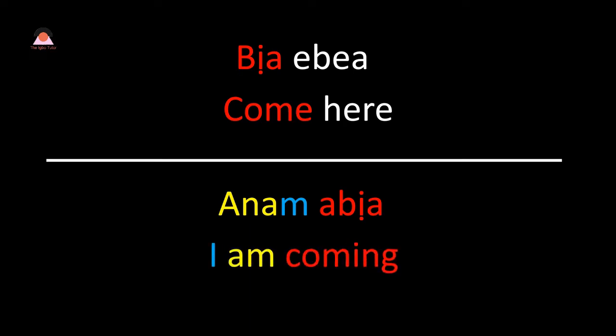Bia eba, which simply means come here. This is about the shortest sentence in Igbo language, which every beginner must know. It's as simple as this: bia eba, come here. There are many ways to respond to this, and one of which is to say anam abia, which simply means I am coming. No, that's how we say welcome in Igbo language.